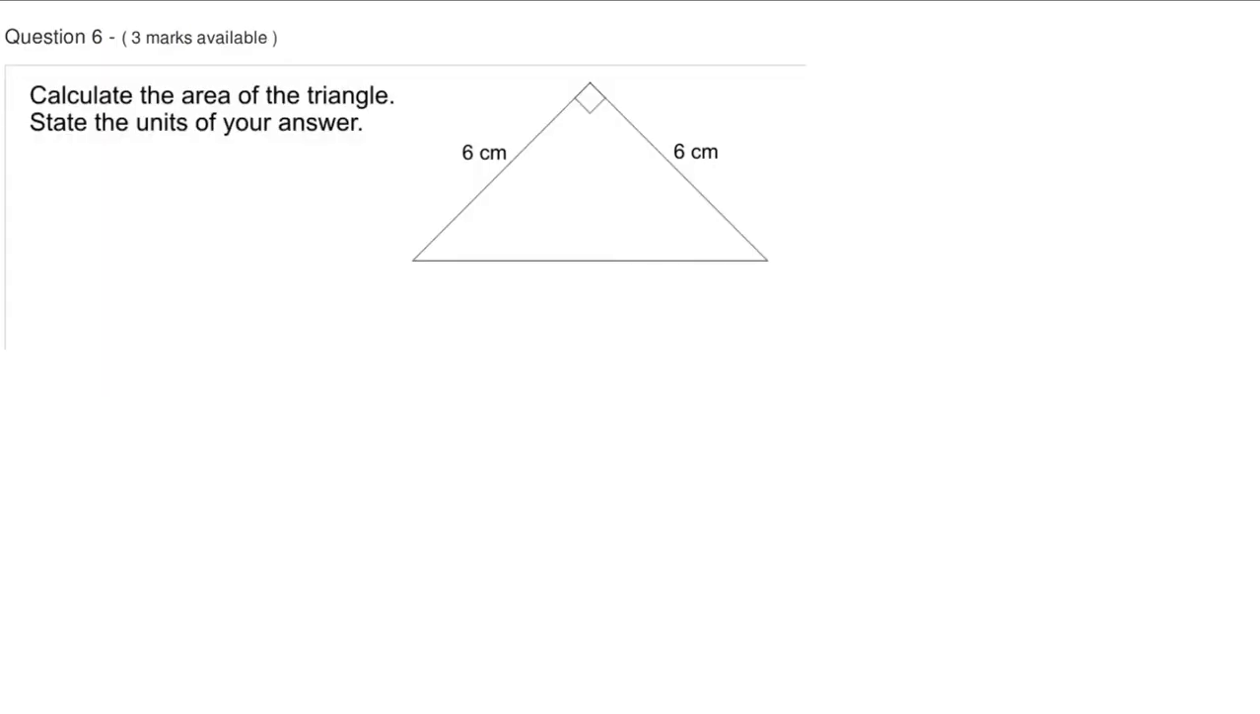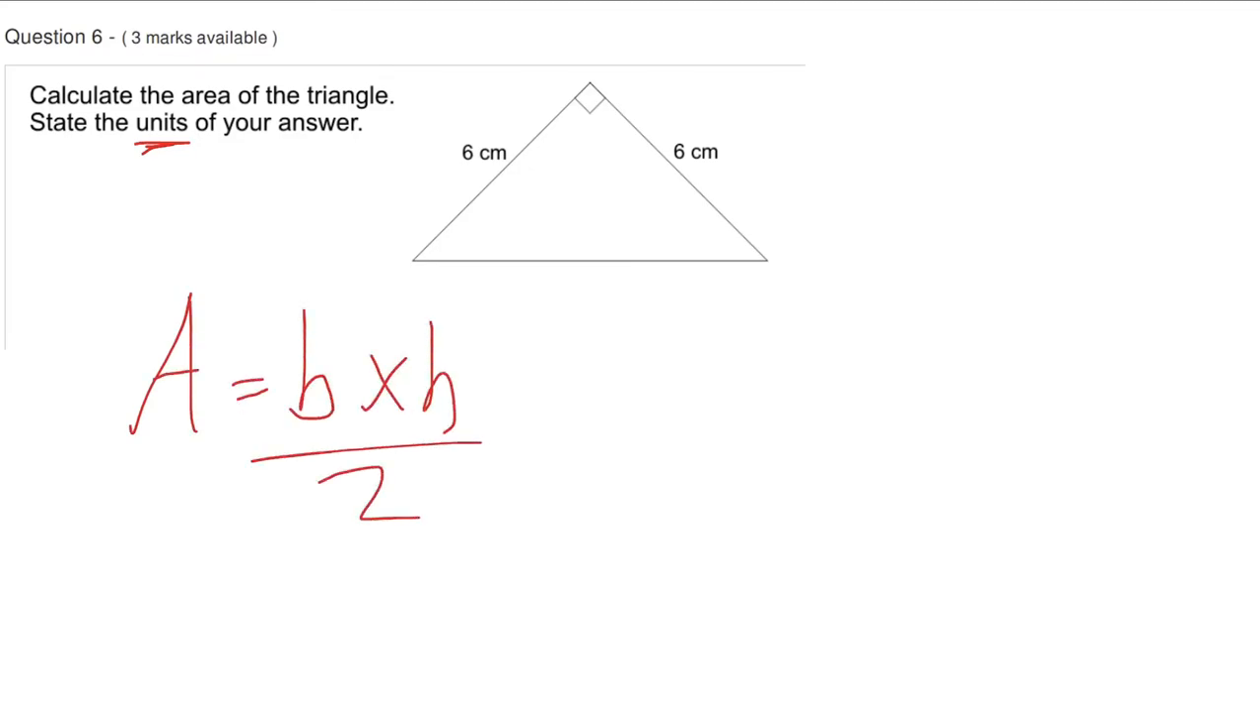Moving on to question 6 now. We have a triangle and we need to find the area of that triangle, and we need to also give the units. The equation to find the area of a triangle is equal to base times height divided by 2.